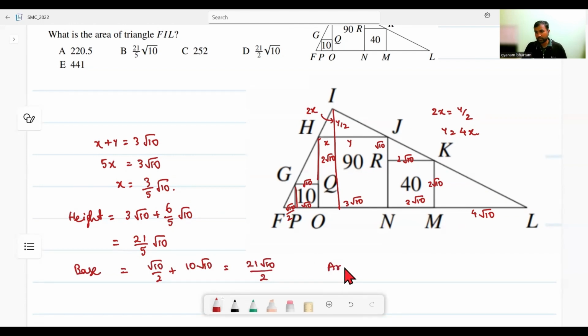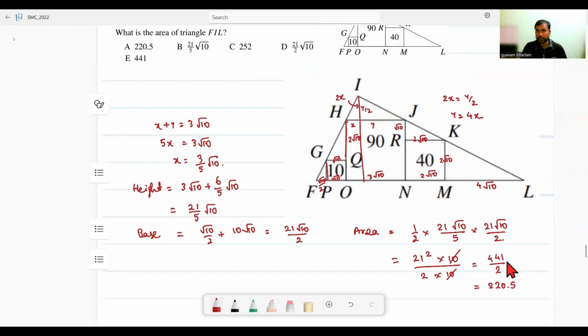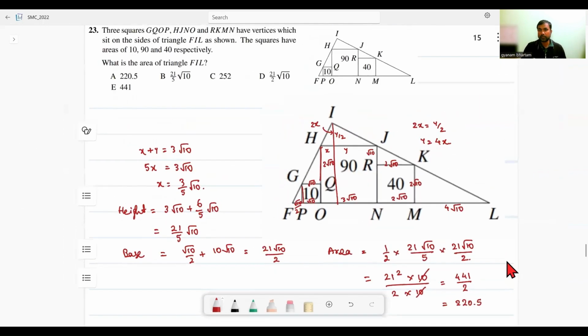So area is going to be half into square root of 20. So 21 is square root of 10 by 5 into 21 is square root of 10 divided by 2. Now we have 21 squared, we have 10, we have 2, and 5 times 2 is also 10. So we have 441 divided by 2, which gives 220.5. Whatever it is, square unit. Okay, that's the area.